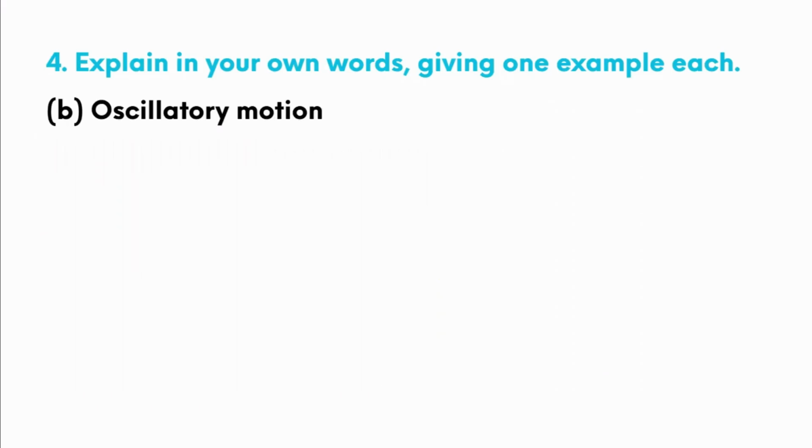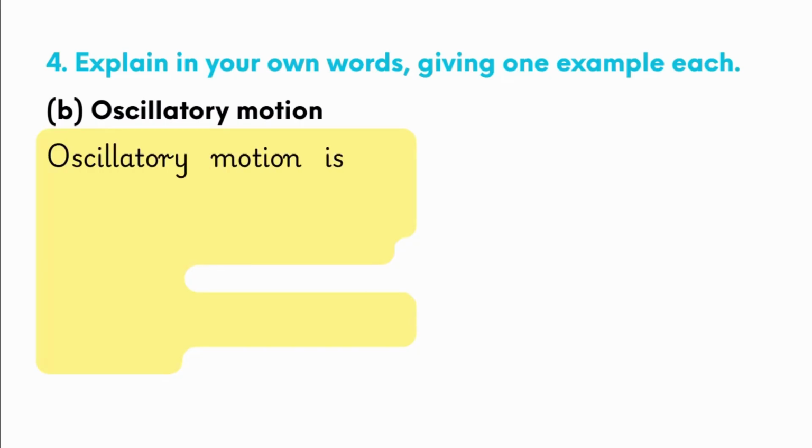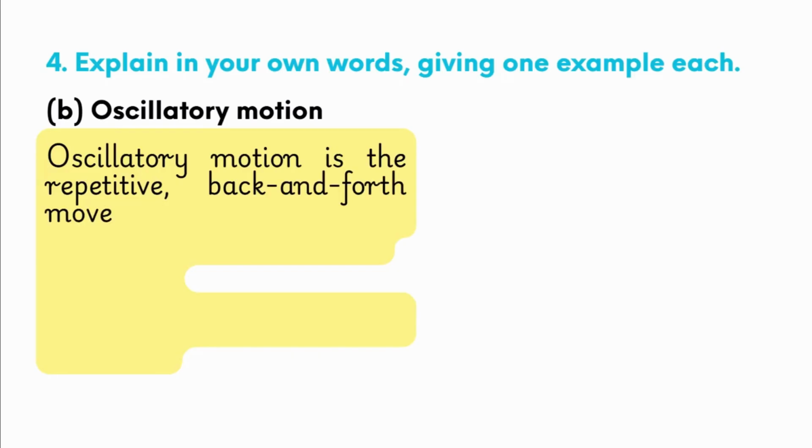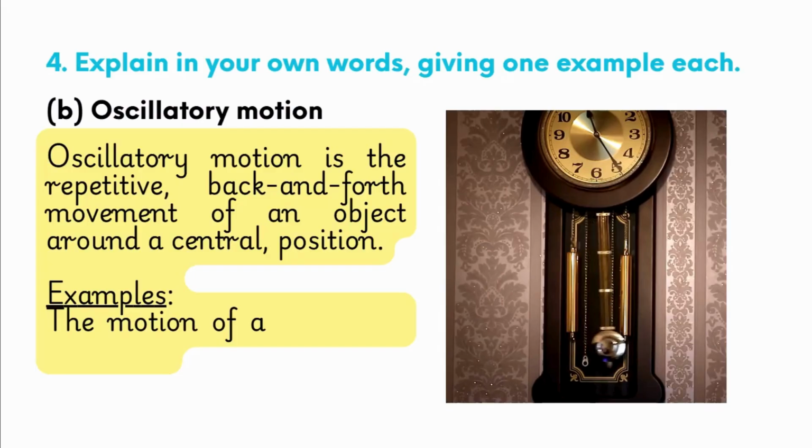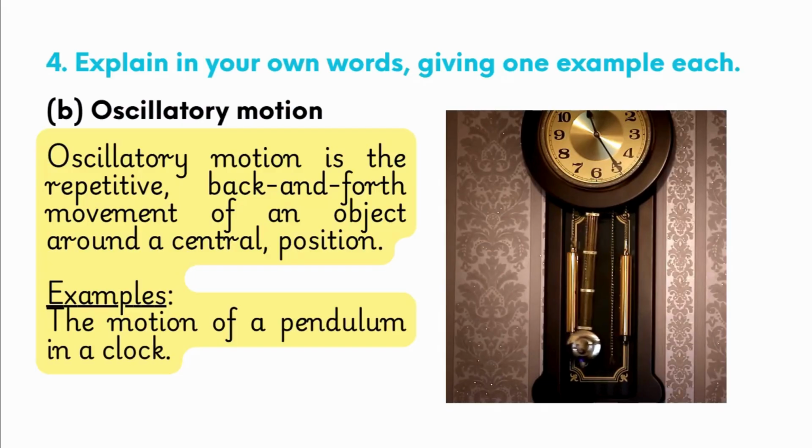Next is oscillatory motion. Oscillatory motion is the repetitive back and forth movement of an object around a central position. Example for this is the motion of the pendulum in a clock. As we can see, the pendulum is moving back and forth. It is a repeated movement. That's why it is called oscillatory motion.